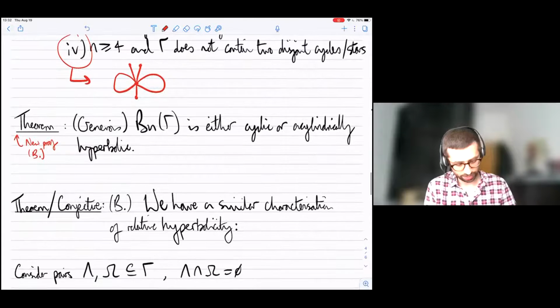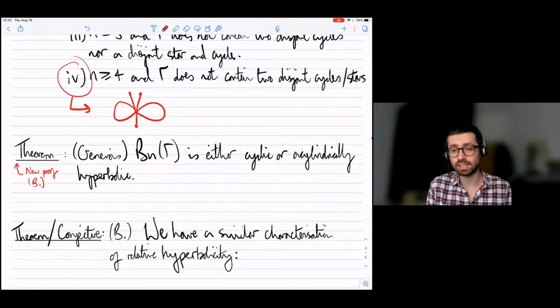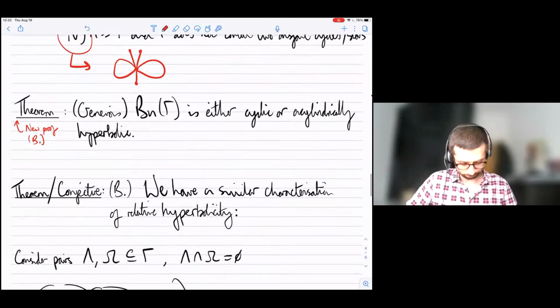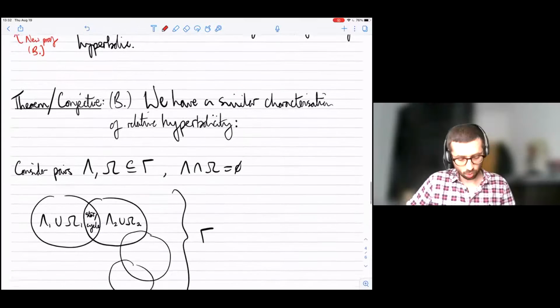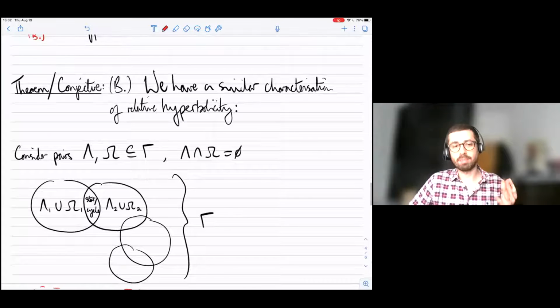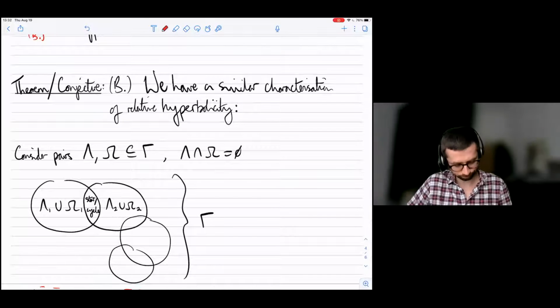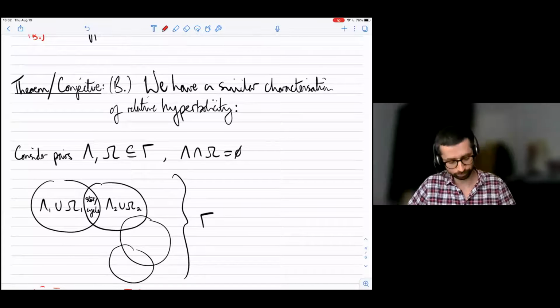And then I have a similar characterization of relative hyperbolicity. Now this one I've labeled as a theorem/conjecture because technically there's still a little bit that needs to be done to complete the proof, but I do have an explicit characterization. I'll give you a brief description of how that goes. What we're doing is looking at pairs of disjoint subgraphs of gamma, each of which contains a star or cycle. And then we chain these together in such a way that we cover the whole of the graph gamma.